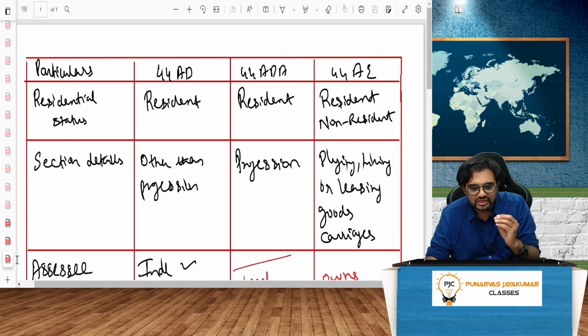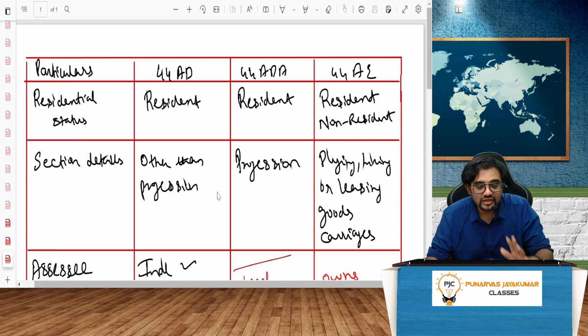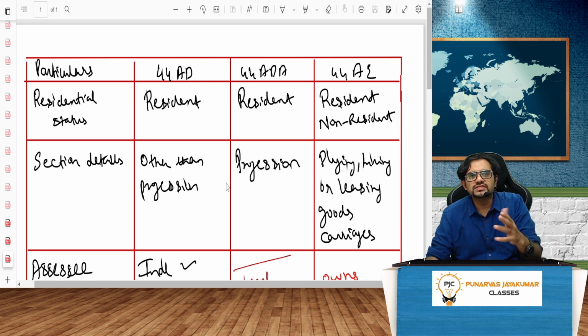Before that, a little bit of revision is needed. So 44AD, residential status. For 44AD, for business, resident, right? The presumptive taxation can be opted for only by a resident. 44ADA, that is also resident only. That is for profession. 44AE, that is your goods carriage, resident and non-resident, both can opt for the same. There have been amendments in Finance Act 21 also. That's very relevant for November 22 exam and of course onwards.